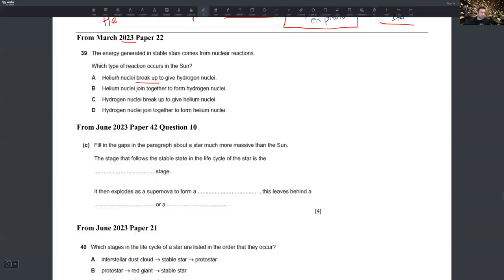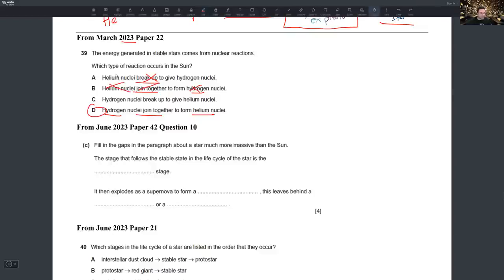Helium nuclei break up? No. Helium nuclei join together? They do join together, but is it the helium that joins to become hydrogen, or the hydrogen that joins to become helium? D is the correct answer.